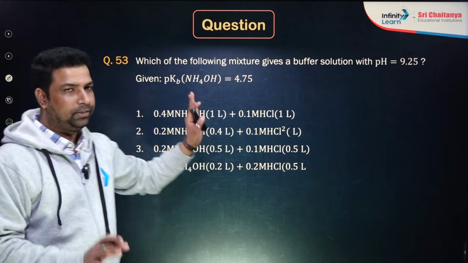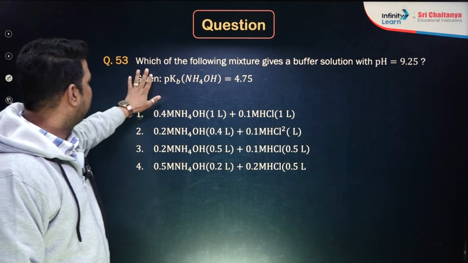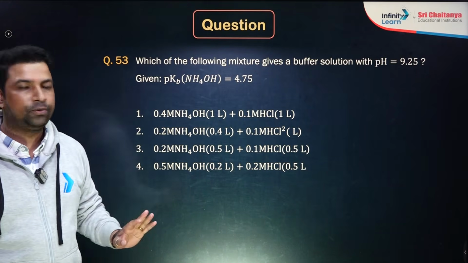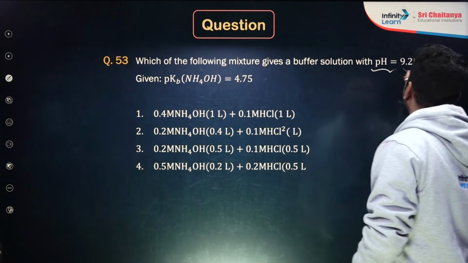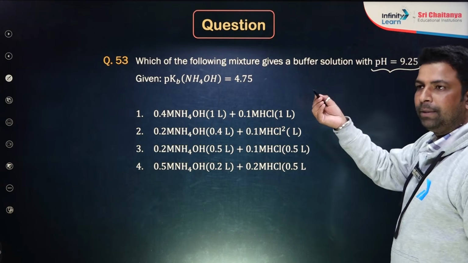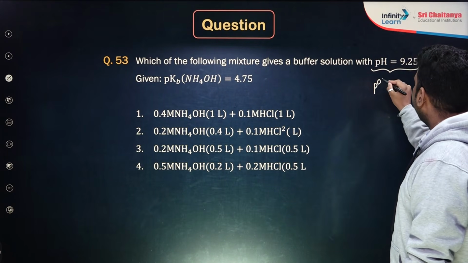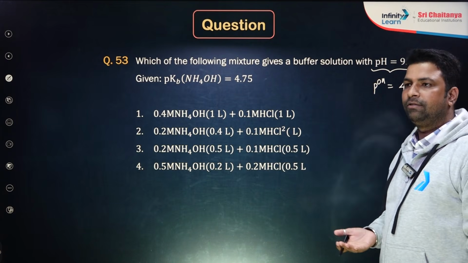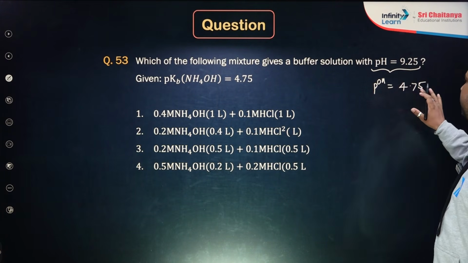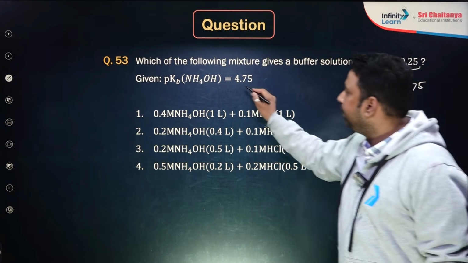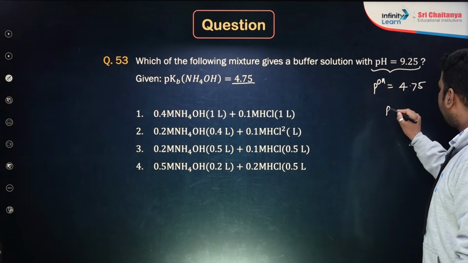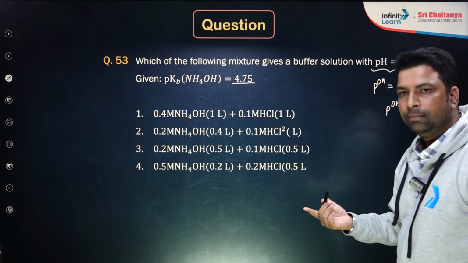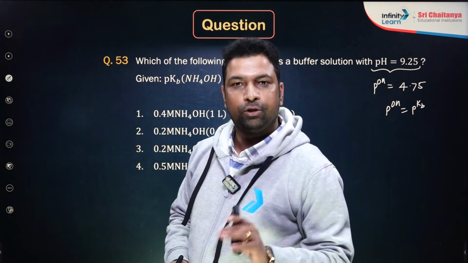In this question, it is a very nice question again. The question says which of the following mixtures gives a buffer solution having pH 9.25. pH is 9.25. We have an equation in which we calculate pOH. So if I calculate pOH, it will be exactly 4.75. Means from the Henderson equation, the pOH will come out to 4.75 and it is equal to pKb. pOH is equal to pKb if and only if it is an ideal buffer. Means the concentration of salt and base has to be the same.